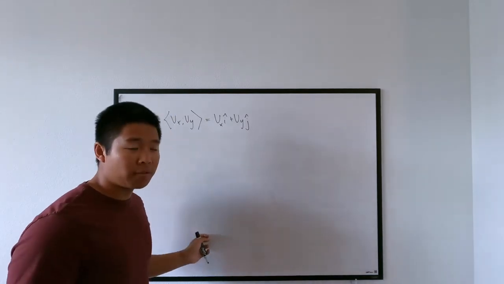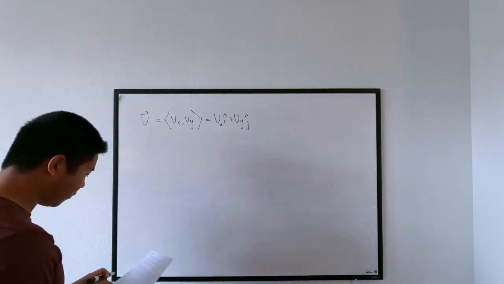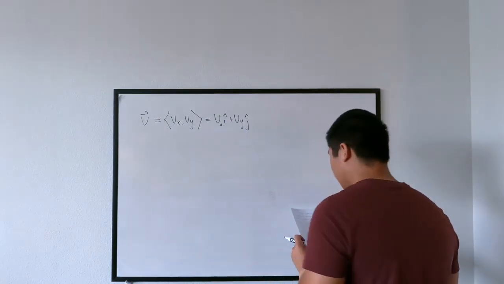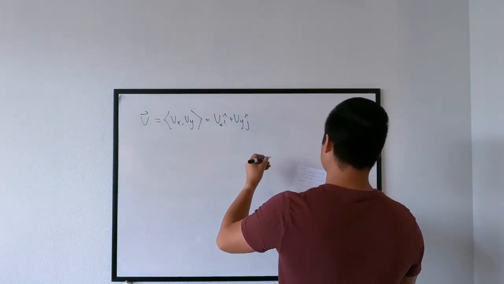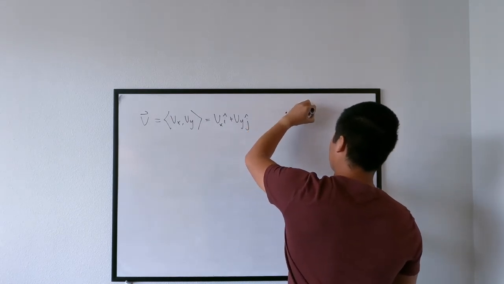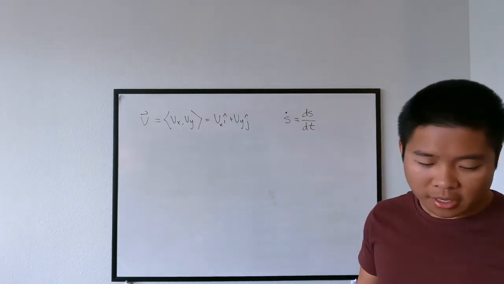Okay, and of course, if we like, we can put a z component in here as well. Okay, and in this class, we use a dot to represent the derivative, right? So, for example, our s dot is equal to ds dt.